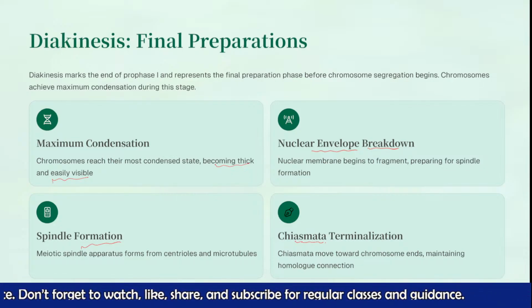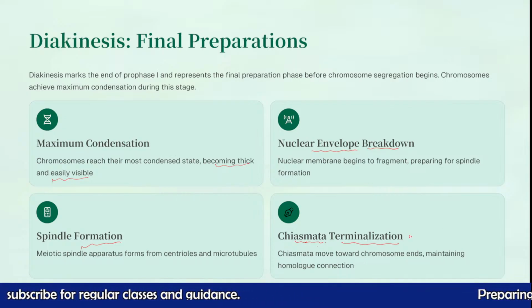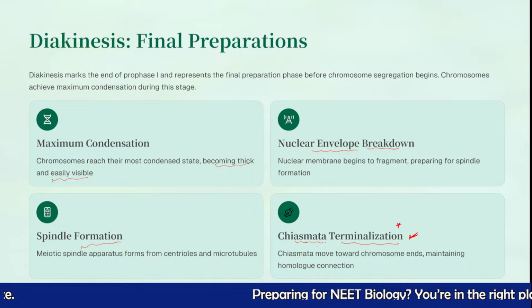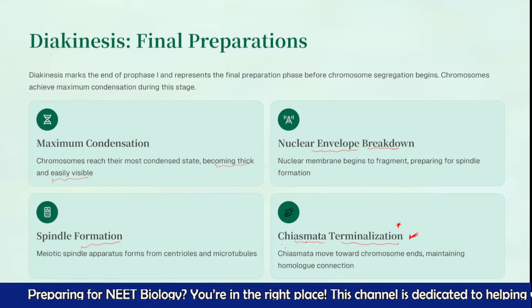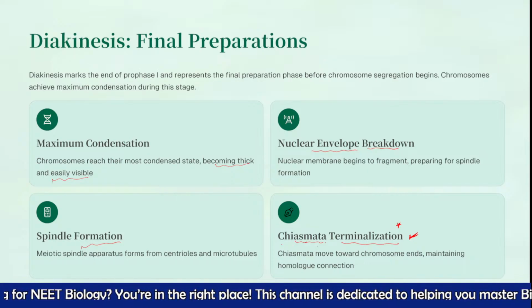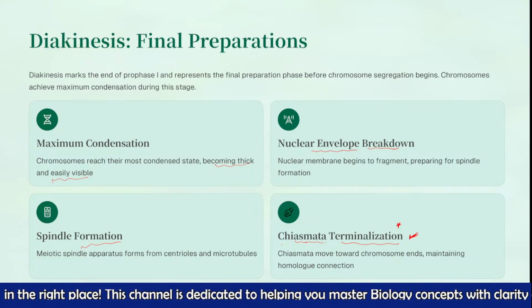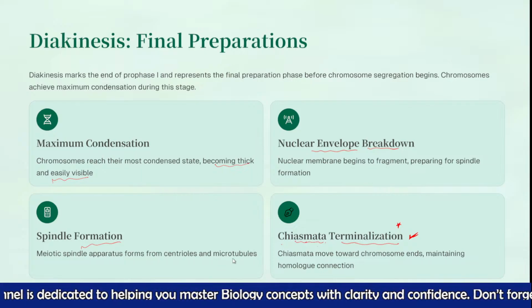In this stage, we can see the chiasmata, right? And here the chiasmata terminalization is taking place. The terminalization of the chiasmata is important. Chiasmata move towards the end of the chromosome and then slip off the chromosomes. That is happening in the diakinesis stage. Clear? So chiasmata move towards the chromosome ends while maintaining the homolog connection. These are the key events in diakinesis.